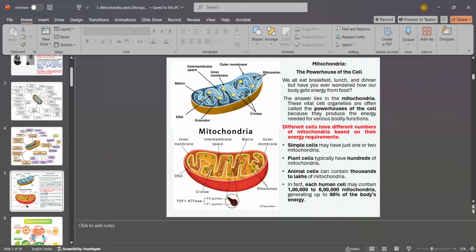At the early, younger stages, the mitochondrial number and size increase. Plant cells typically have hundreds of mitochondria. Animal cells can contain thousands to lakhs of mitochondria at the younger and older stages. In fact, each human cell may contain 1 lakh to 6 lakh mitochondria, generating 90% of the body's energy. This means mitochondria are a major important cell organelle in human beings, plants and all other organisms in the living kingdom, plant kingdom and animal kingdom.